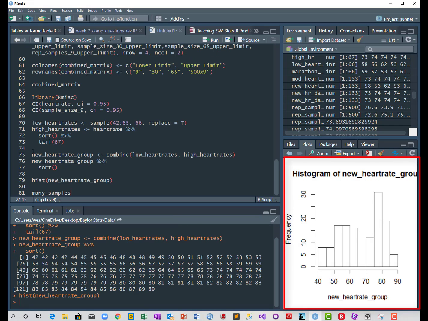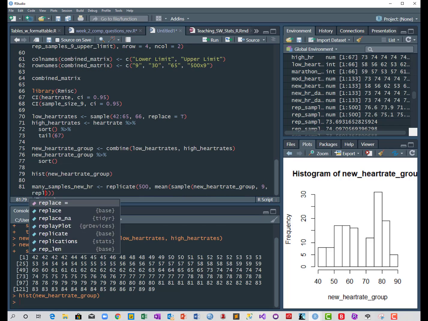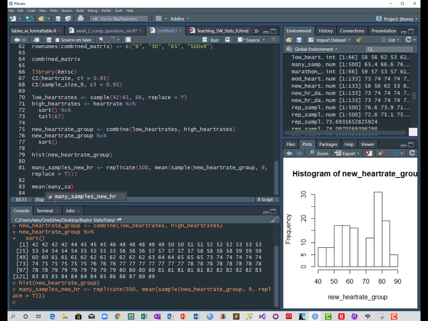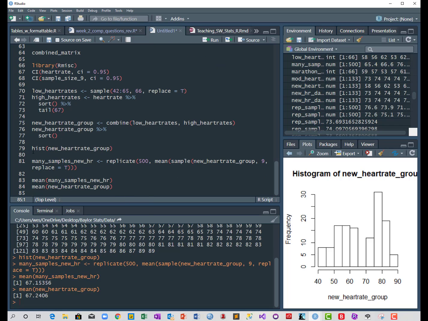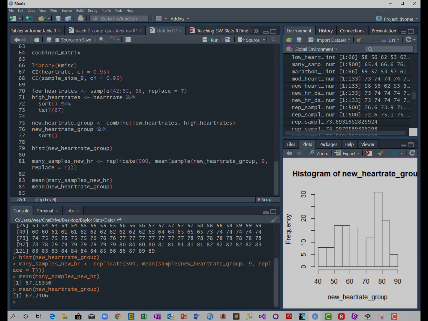We'll take 500 samples of size 9 and average their means. It's a close approximation of the population mean. Providing the assumptions are met, the sample is random and the sample size is sufficient, which is normally 30 or more for somewhat skewed data sets, we can use the standard error to estimate population means within a confidence interval.